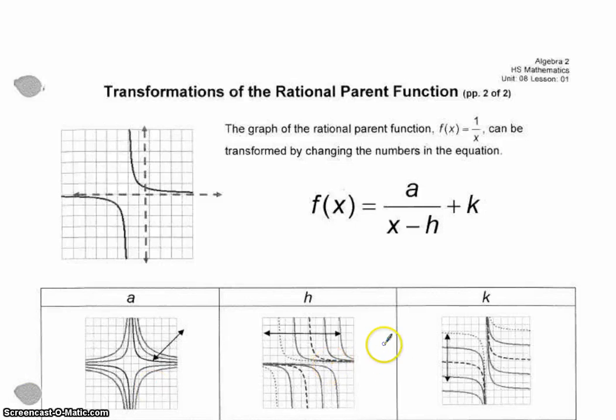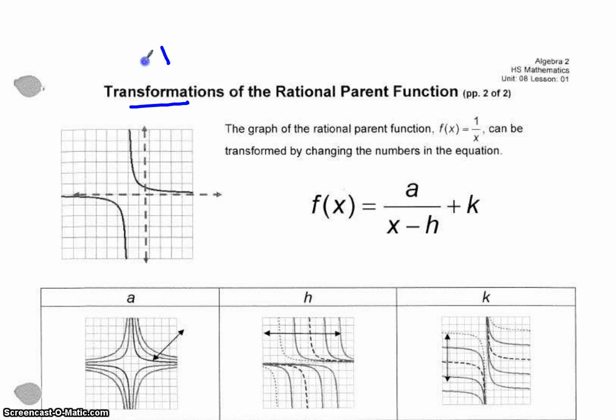This video is for Algebra 2, and we are looking at transformations of the rational parent function. We've been talking about transformations off and on all year. We know that if you change the number at the end, it's going to move it up or down. The number trapped with x, left or right. At the front, if you put a negative, it's going to flip. All these rules are the same.